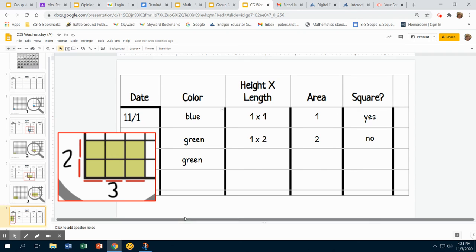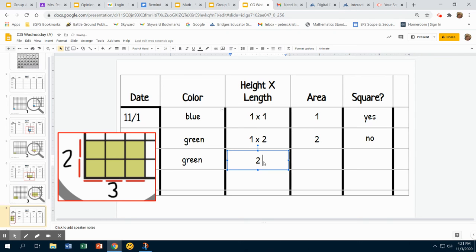So the color was green. When I look at that, I see that it is two units high. The height is two, a multiplication sign, and the length is three units. So three. I can figure out the area by thinking of it as two rows of three, or I could count them: one, two, three, four, five, six. So the area, the number of square units it takes to cover that green figure, is six.